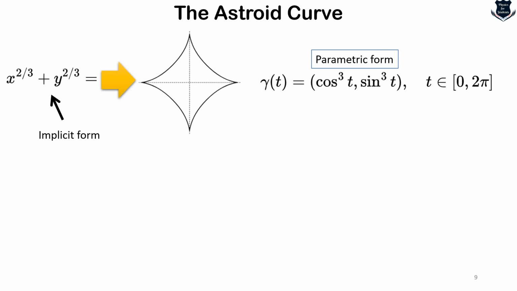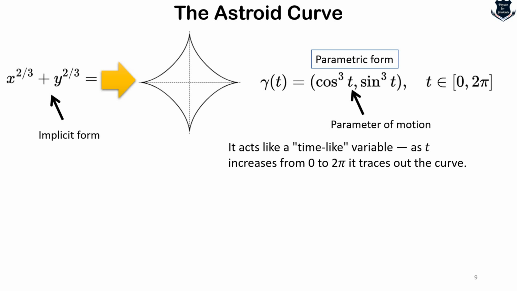And in order to know that, we have to define something in a parametric form. So you can see that we are just cubing the cosine and the sine, and we are getting this beautifully exotic astroid curve. So this is the parametric form, and for every value of t, we get a point x of t and y of t on the curve. As t increases from 0 to 2 pi, it traces out the curve.